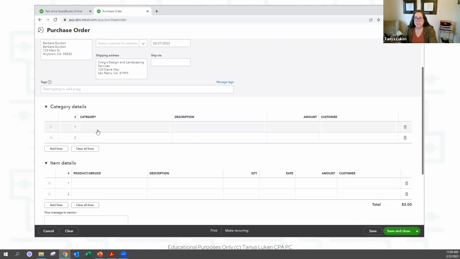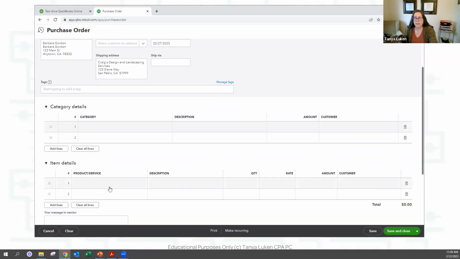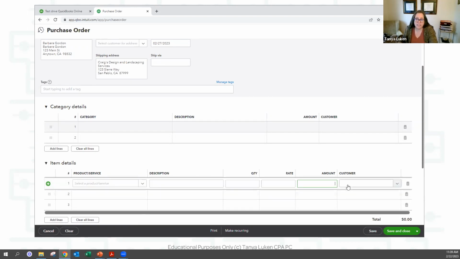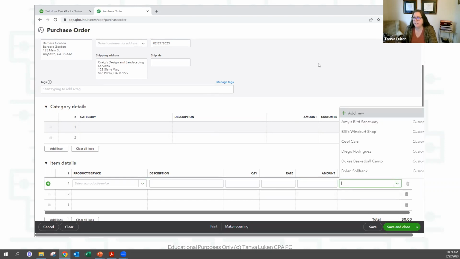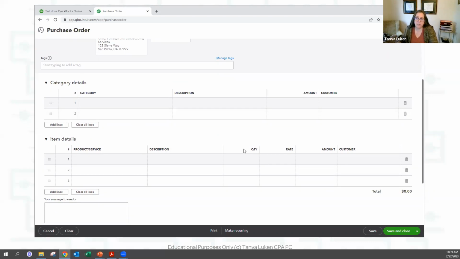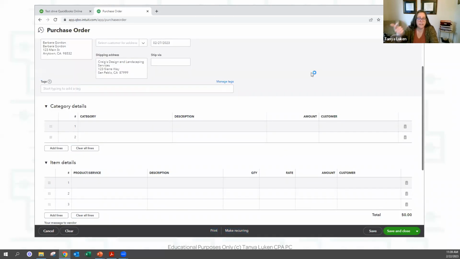And then here's your category details. So if you're just buying an expense, you would put it here. If you're buying your 3 pallets of bricks, you would put it here. How many you're buying, how much you're buying them at, what your cost is, if you have a customer associated with it, all of these things. So all of this is here in a purchase order. All of this should look shockingly familiar because this category section, from here down, all of this is the same on a check, on an expense, on a bill, on a purchase order.